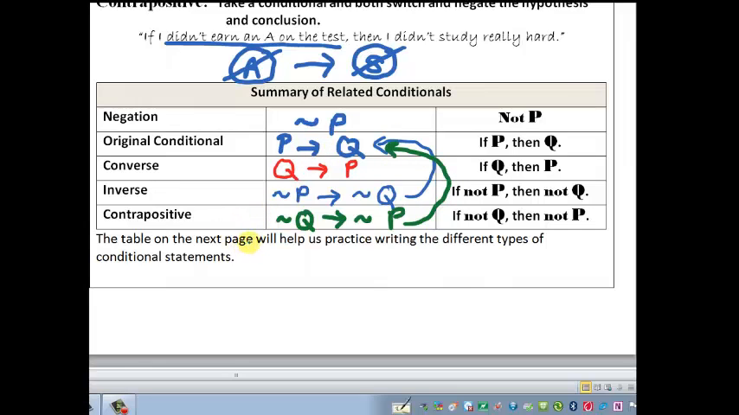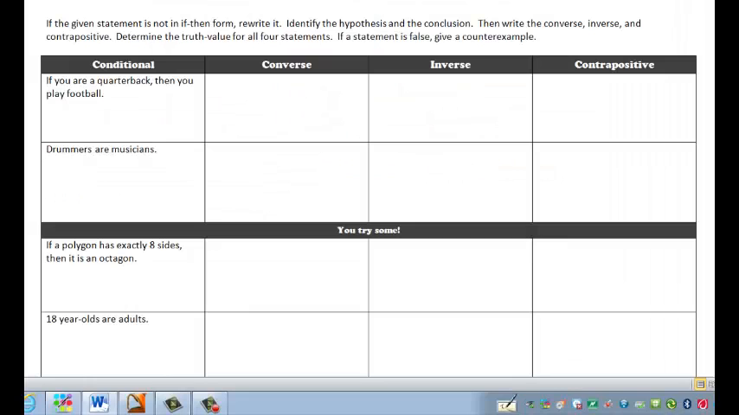So let's go to the next page. Let's take a look at some other examples and see if this makes a little more sense as we go through. Alrighty, let's go over some directions before we look at these examples. There's a lot of things they're asking us to do. First of all, if the given statement is not in if-then form, we're going to rewrite it. So we want to make sure we're in if-then form. Then we're going to identify the hypothesis and the conclusion. Then we're going to write the converse, the inverse, and the contrapositive.